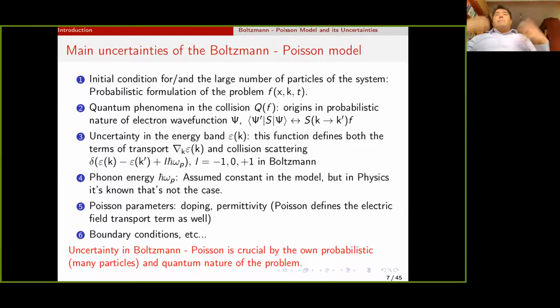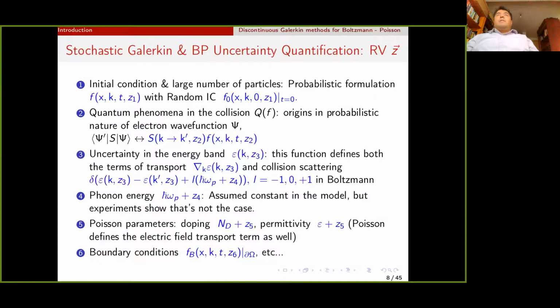So my main selling point in here is that uncertainty is very crucial in the Boltzmann-Poisson problem for mainly 2 points. Basically, the probabilistic nature due to many particles, and second, the quantum nature, the fundamentals of the problem. So this basically indicates to us the uncertainty study is very important, and we want to manage the stochastic variables. So I'm just basically making a case on how, in principle, okay, the stochastic methods, and in particular, the stochastic Galerkin techniques could be useful for this.